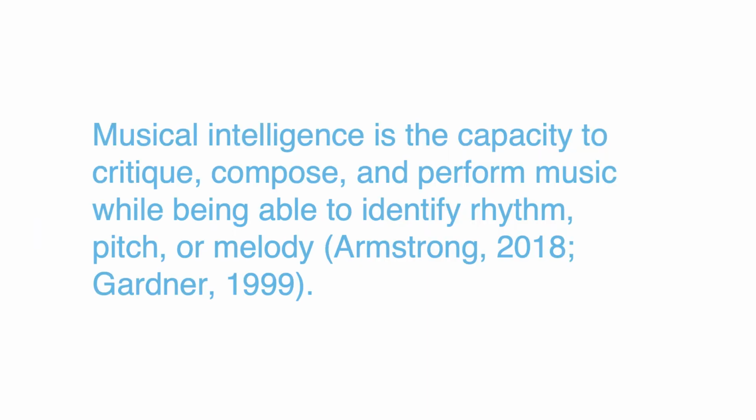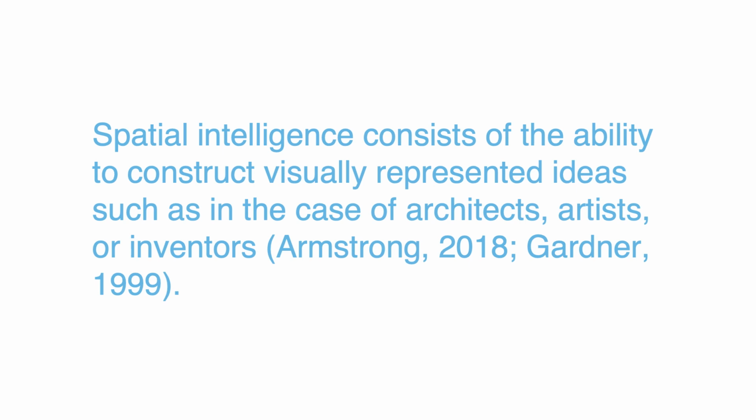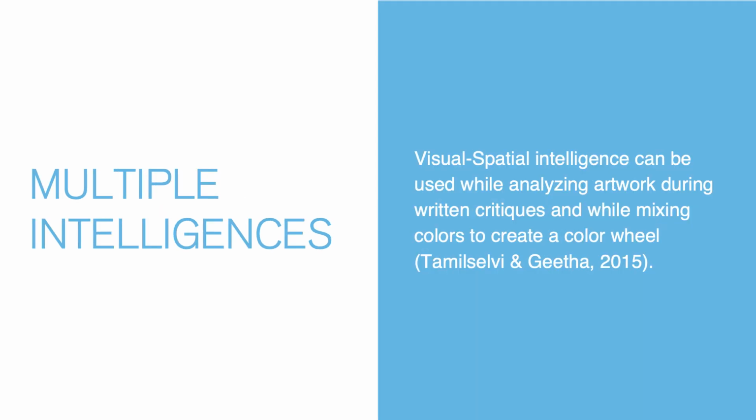Musical intelligence is the capacity to critique, compose, and perform music while being able to identify rhythm, pitch, or melody. Naturalistic intelligence is an individual's knowledge of the environment that includes species and natural phenomena. Spatial intelligence consists of the ability to construct visually represented ideas, such as in the case of architects, artists, or inventors. Visual spatial intelligence can be used while analyzing artwork during written critiques and while mixing colors to create a color wheel.